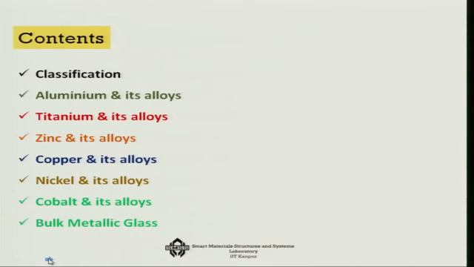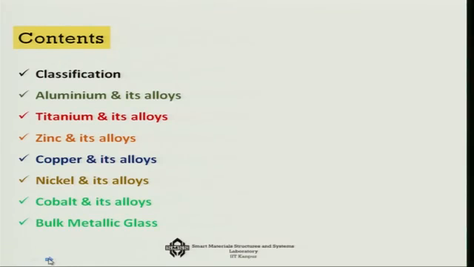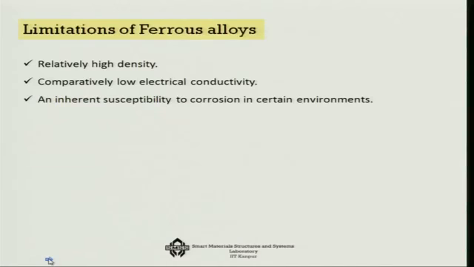In today's lecture, we are going to talk first about the various classifications of metallic alloys, and then we are going to specifically focus on aluminum and its alloys, titanium and its alloys, zinc and its alloys, copper and its alloys, nickel and its alloys, cobalt and its alloys, and finally, something which is a totally non-crystalline form of metal, that is bulk metallic glass. So, quite a bit of material we would like to cover in this lecture.